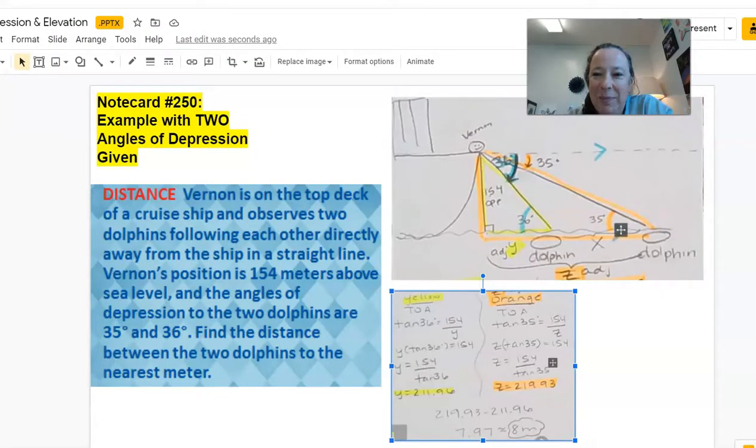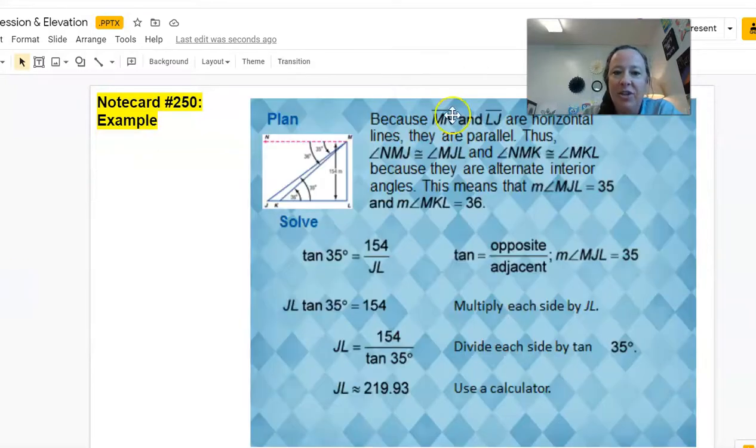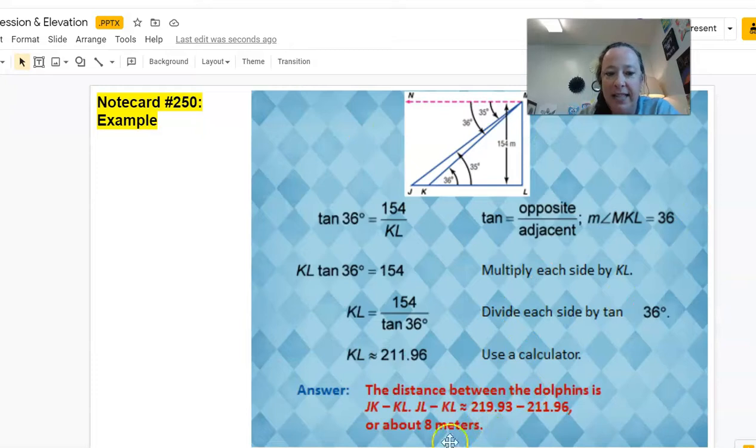All right, so I put the images back on the slide so you can see them. I know it's a lot going on. You might want to rewind and watch that again, but go ahead and pause and finish up note card 250. This image is just another way to think about it. They put the cruise ship over here. It's the same work, but some of you may find usefulness out of these to see how they got to the answer, but it was 8 meters. Finish up note card 250.